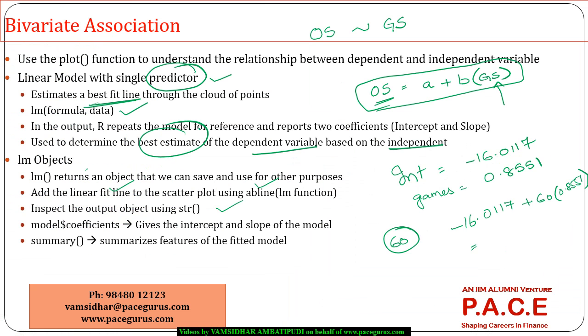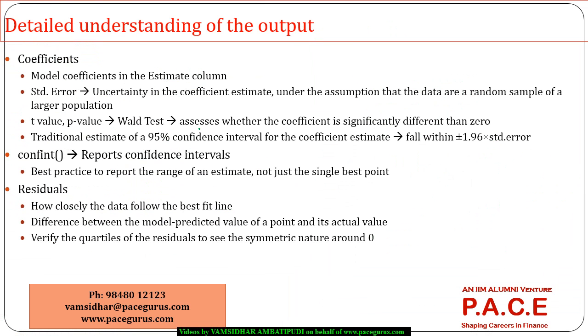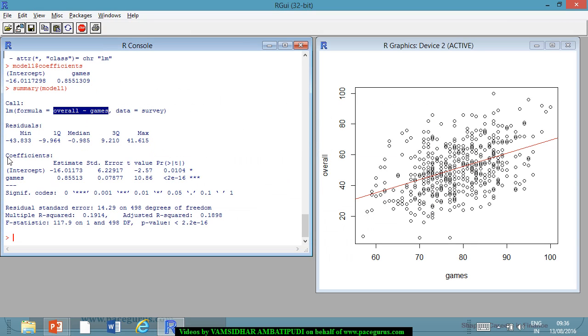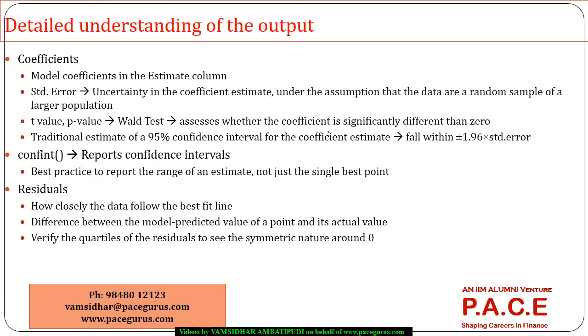So now let's move on to the detailed understanding of the output. The first part in the output I want to talk about is the coefficients part. This part we have already seen. The coefficients are the intercept and the slope per game. The intercept is minus 16.01173 and the slope is 0.85513. These are given under the estimate part. These are the model coefficients.